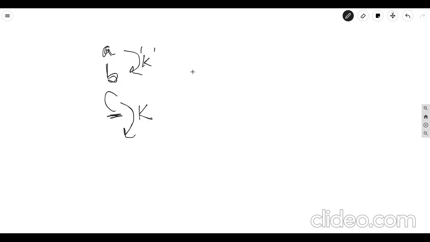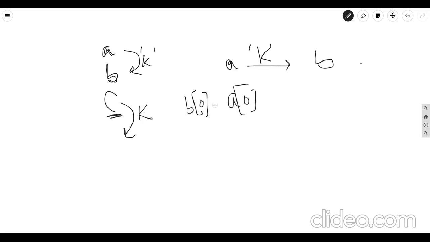So now we note that string A is converted into B by shifting k, right? So every character will be shifted. So we can just take the first character of A and the first character of B, and if we subtract them, let's say this gives us some difference D. This will give us the difference between the values of these characters.